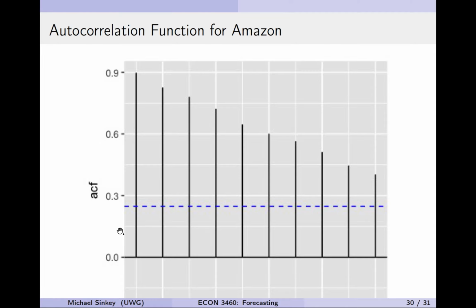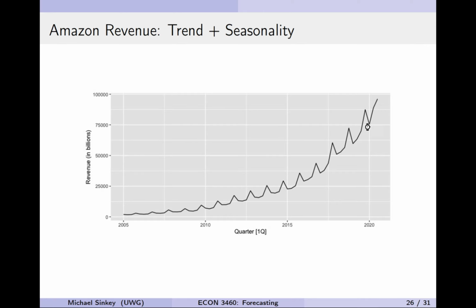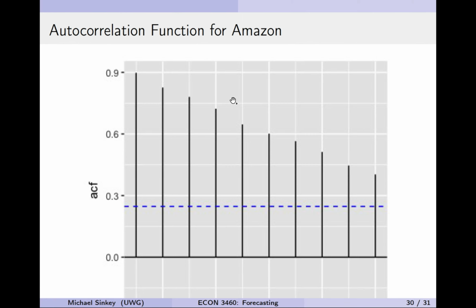Now here's the autocorrelation function for Amazon. You can see that this is related to the data that you see here. There's a high correlation between Amazon's revenue today and Amazon's revenue 1 period in the past. So this is a 1 period lag, this is a 2 period lag, this is a 3 period lag, this is a 4 period lag. And you can see that the gap between 3 and 4 is a lot smaller than the gap between 4 and 5 because Amazon's data are quarterly. And you see the same type of thing between period 8 and period 9.